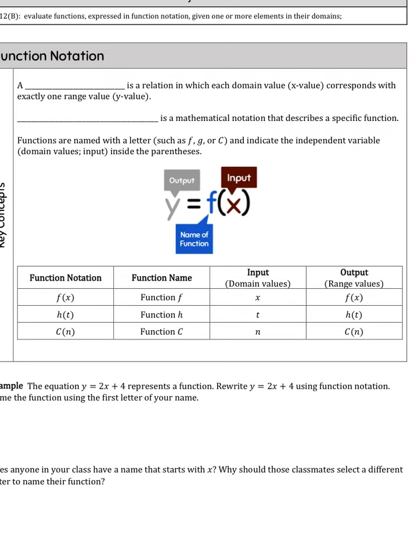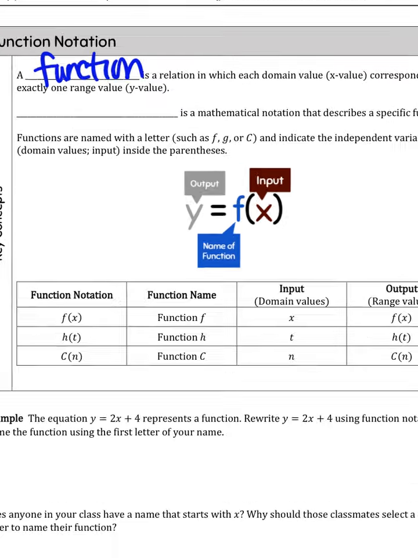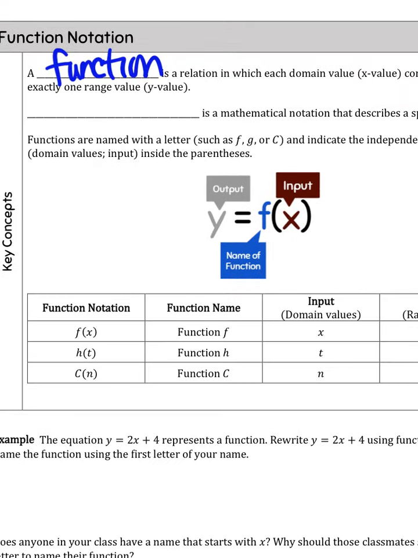So a function is a relation in which each domain or x value corresponds with exactly one y value, which is the range. The function notation is a mathematical notation that describes a specific function. That is your function notation, or how you write the information down.